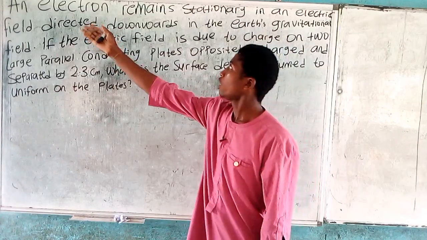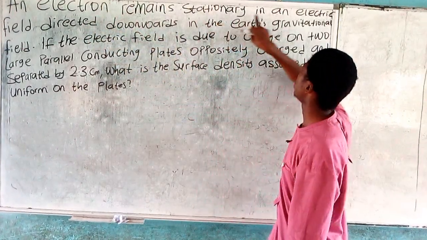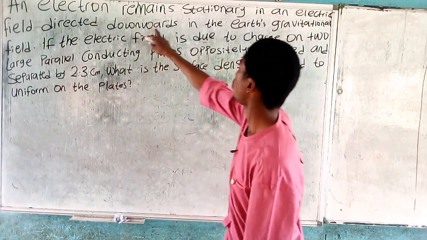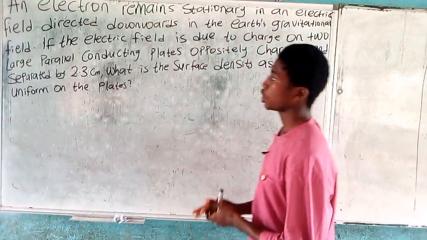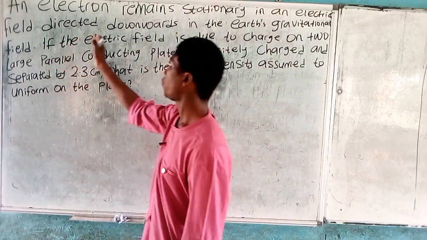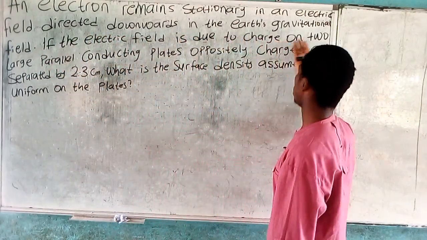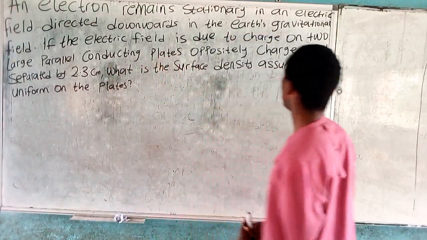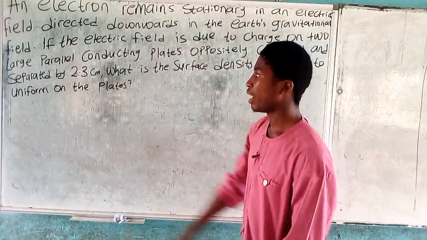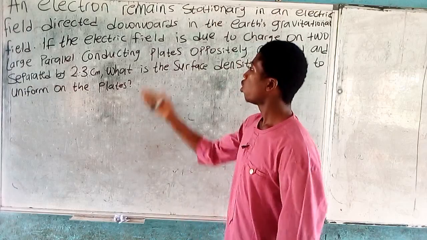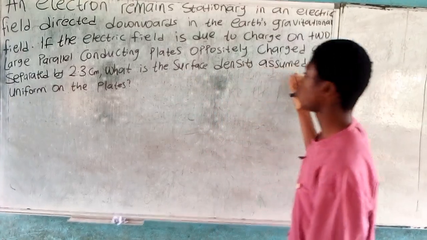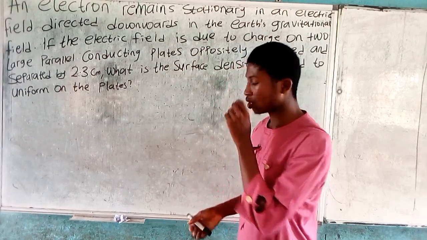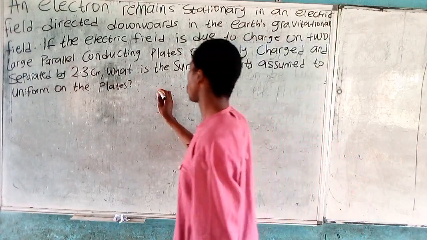An electron remains stationary in an electric field directed downwards in the Earth's gravitational field. If the electric field is due to charge on two large parallel conducting plates, oppositely charged and separated by 2.3 cm, what is the surface density, assumed to be uniform, on the plate? Alright, this is very, very simple. So, solution.